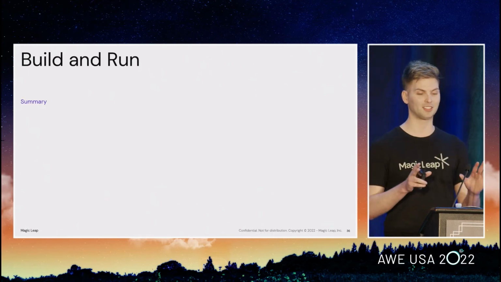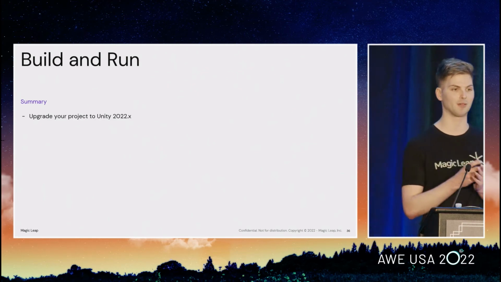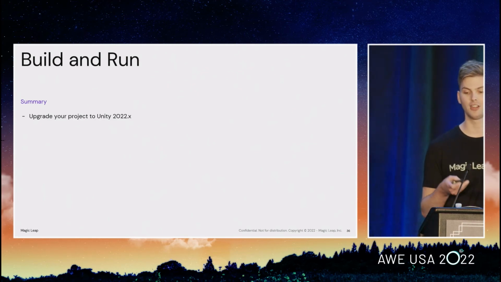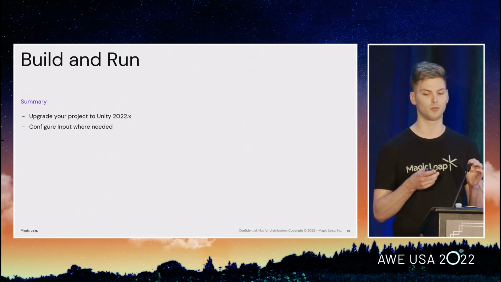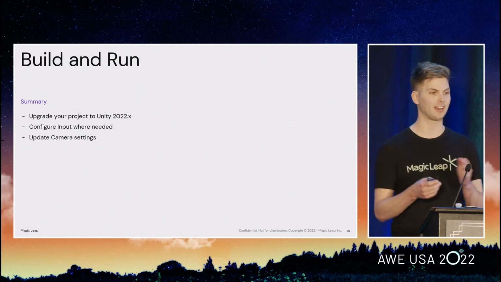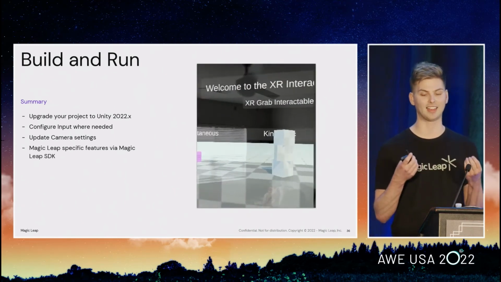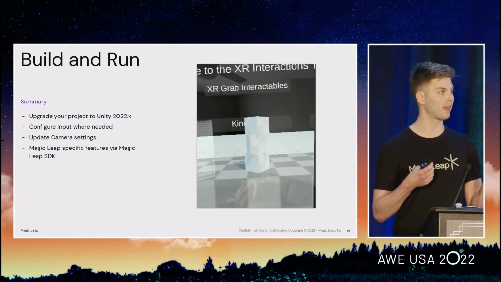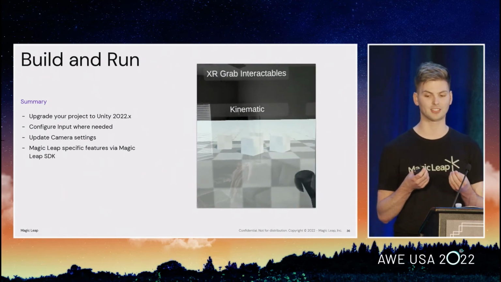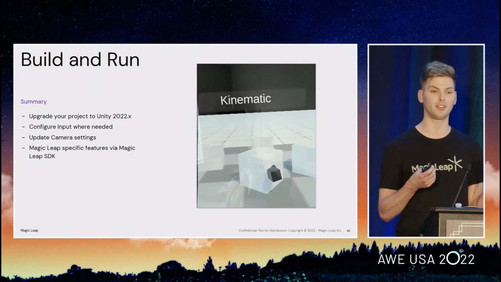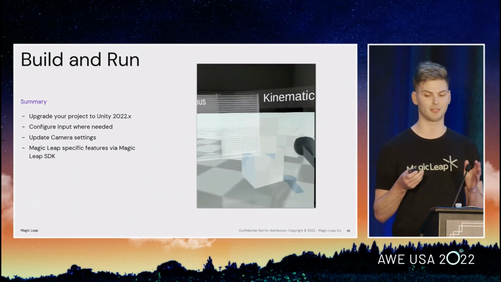So if you have an application running on XR Interaction Toolkit, there's a few things you need to remember. You will have to upgrade your application to 2022. After that, you will need to configure a few inputs where needed. Update your camera settings, and then add the Magic Leap SDK to get access to the Magic Leap specific features. In this example, you can see that I was able to port an existing sample from the XR Interaction Toolkit that was developed for VR by simply disabling one of the controllers and configuring some of the input.